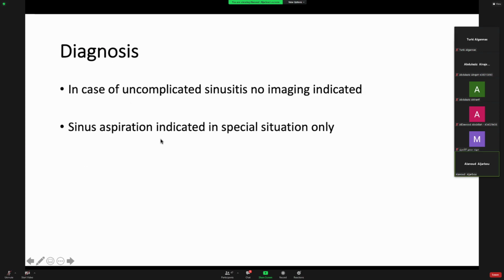So, as I mentioned, acute bacterial sinusitis is always a clinical diagnosis. We don't do imaging. Anyone know why we don't do imaging in acute bacterial sinusitis?